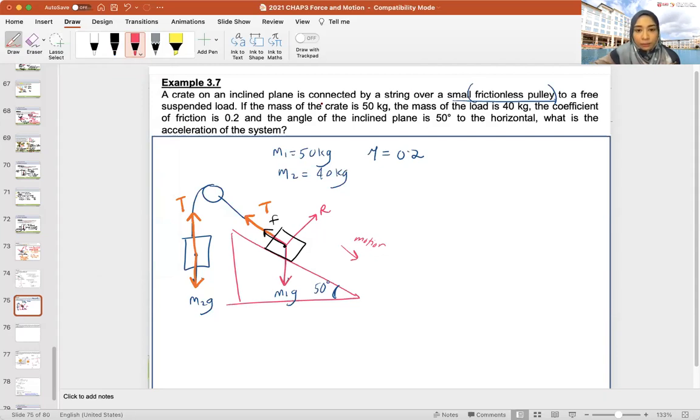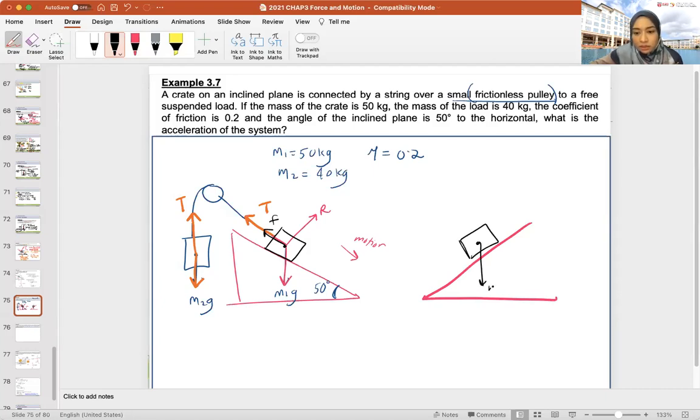A crate on an inclined plane is connected by a string over a small frictionless pulley. The mass of the crate is 50 kilogram. Okay, so another way to draw this would be you can draw your incline like this. Tebal pula. You can draw your incline like this. Boleh, sama je.